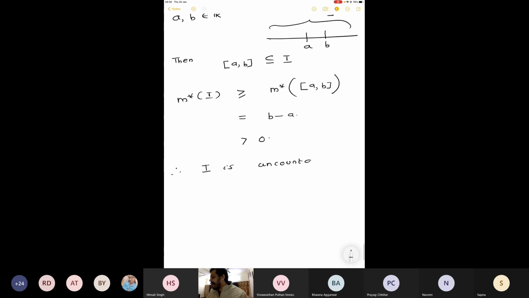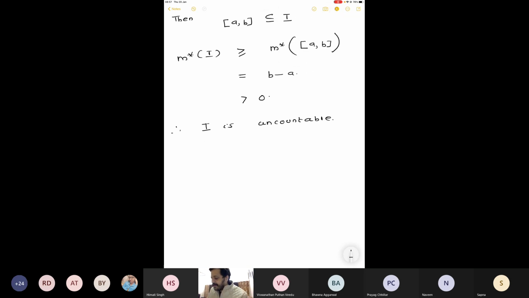In particular, R is uncountable. R can be identified as the open interval minus infinity, infinity. Thus, any non-trivial interval in R is uncountable.